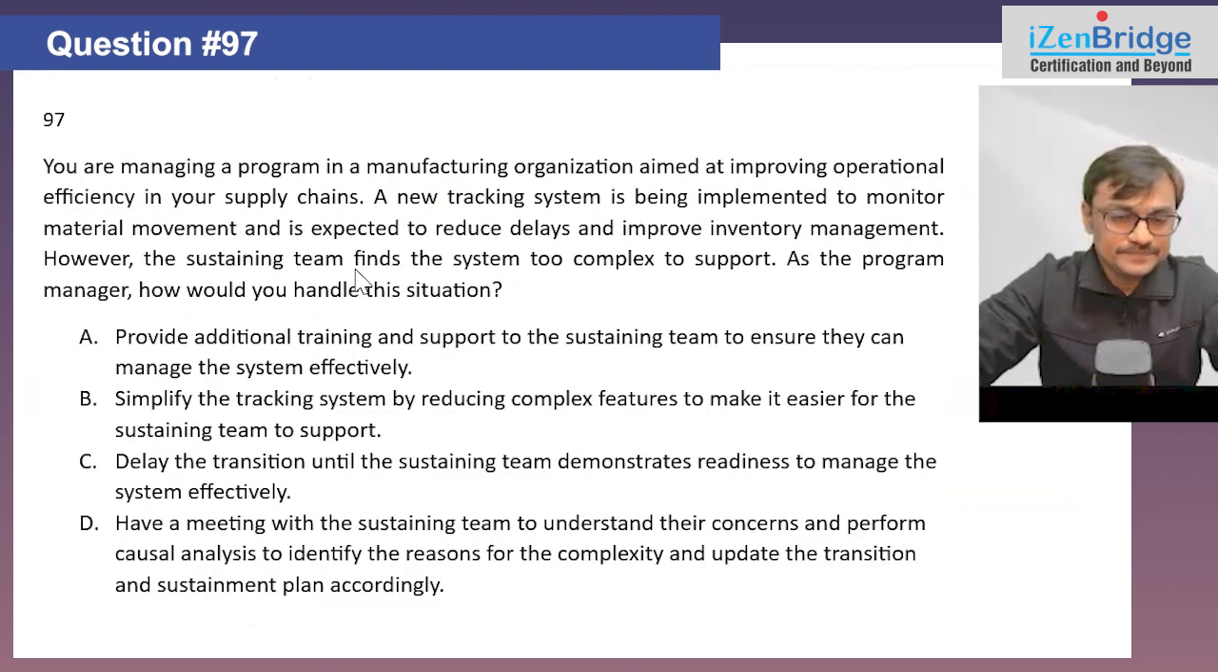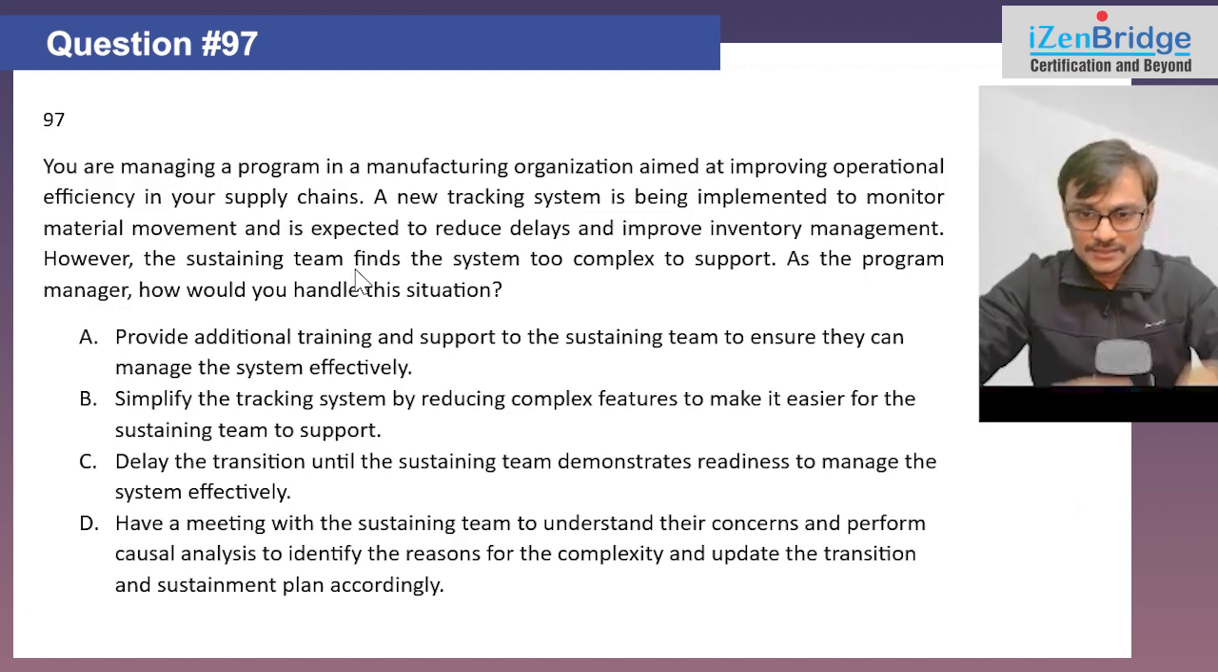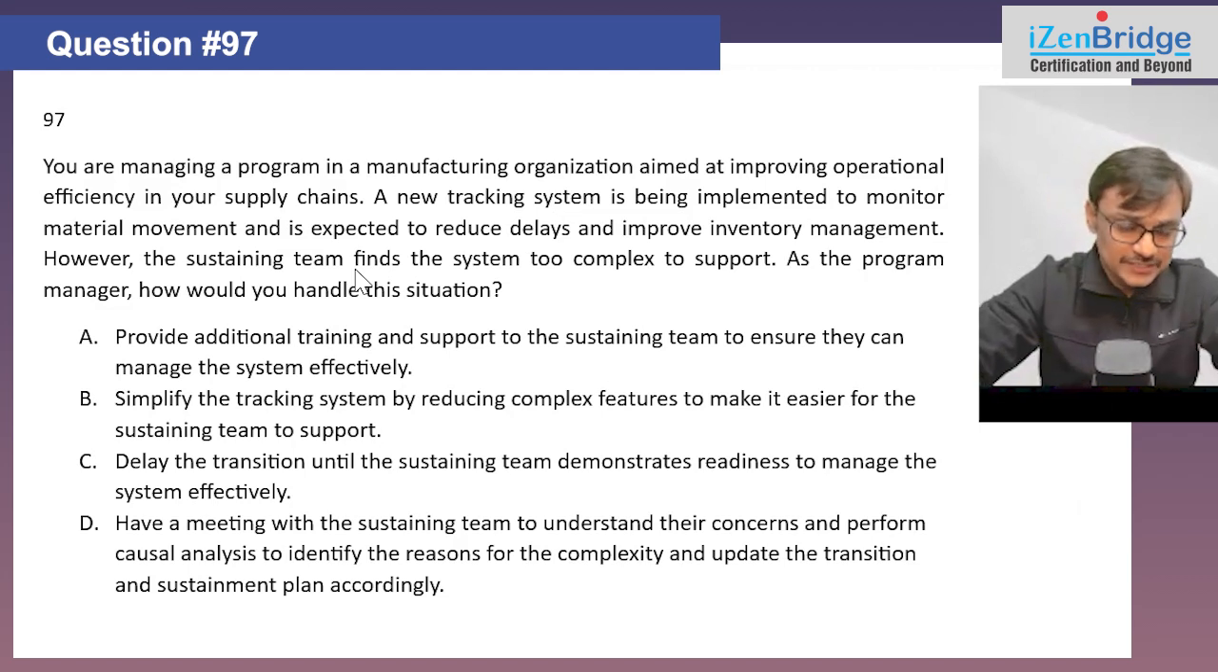Question number 97. You are managing a program in a manufacturing organization aimed at improving operational efficiency in your supply chain. A new tracking system is being implemented to monitor material movement and is expected to reduce delays and improve inventory management. However, the sustaining team finds the system too complex to support. As the program manager, how would you handle this situation? This seems interesting. You have a sustainment team which is not happy about the system, though the system is expected to produce the benefits.